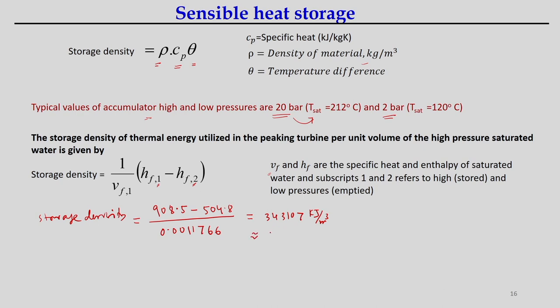So, approximately, it is about 95.3 kilowatt hour per cubic meter, and this delta T is 212 minus 120, which is 92 degrees C. That means the storage density is approximately 1 kilowatt hour per cubic meter per degree Celsius over the temperature range. If we say 95.3 divided by 92, it will be approximately 1 kilowatt hour per cubic meter per degree Celsius.